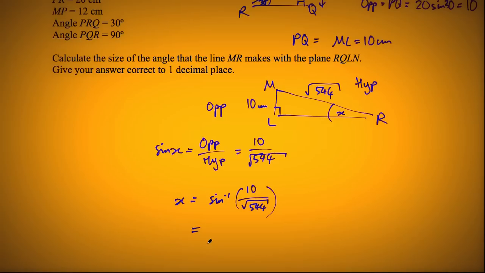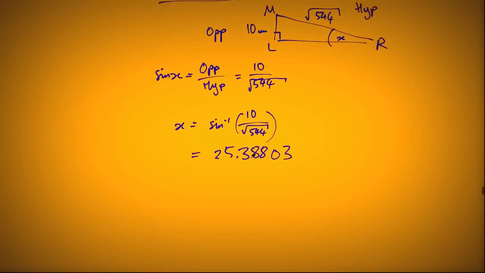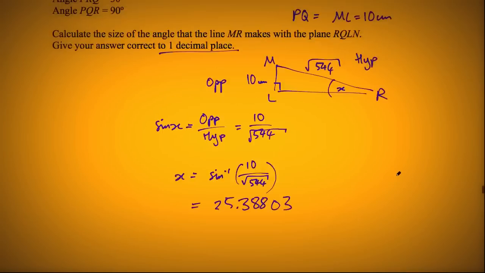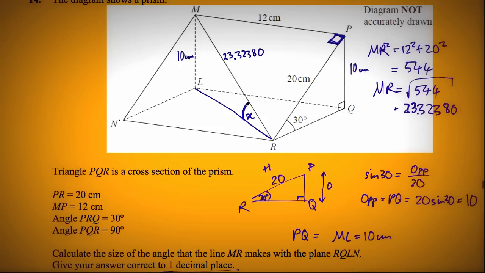On my calculator, I'm going to do square root 544, 10 divided by that answer, and then press shift sine to the minus 1 of that answer, and that gives me 25.38803, and I need to give my answer correct to one decimal place, so that is 25.4 degrees. Looking at that picture, I can't tell whether it's totally right just by looking, but I can see that it's roughly correct. It should be a very small acute angle, and that's what it is.